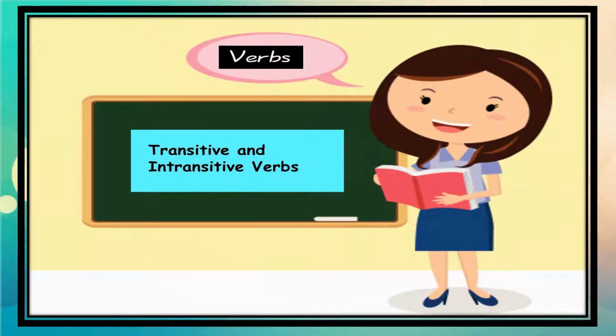So first of all, what is a verb? We all know that a verb is an action word, the action done by a noun, pronoun or something else. So our topic, transitive and intransitive verb, is a part of a verb. So let's see what the meaning of transitive verb and intransitive verb is.